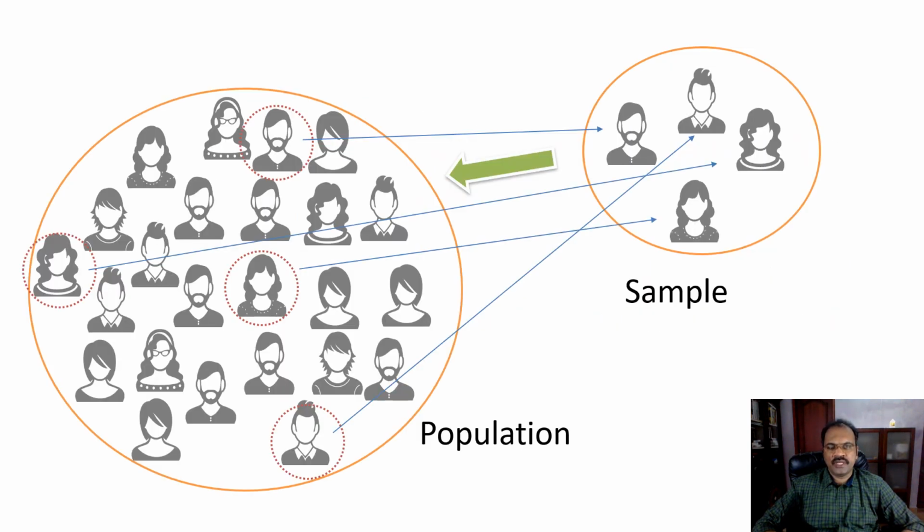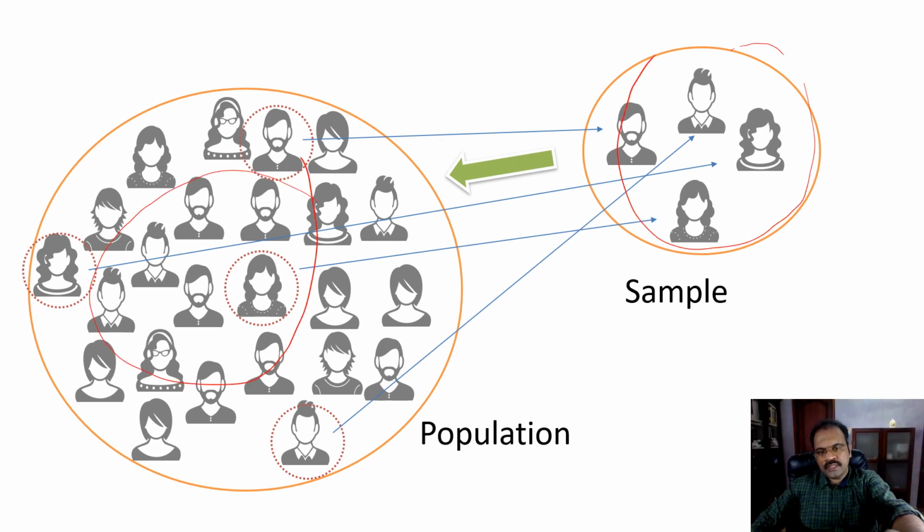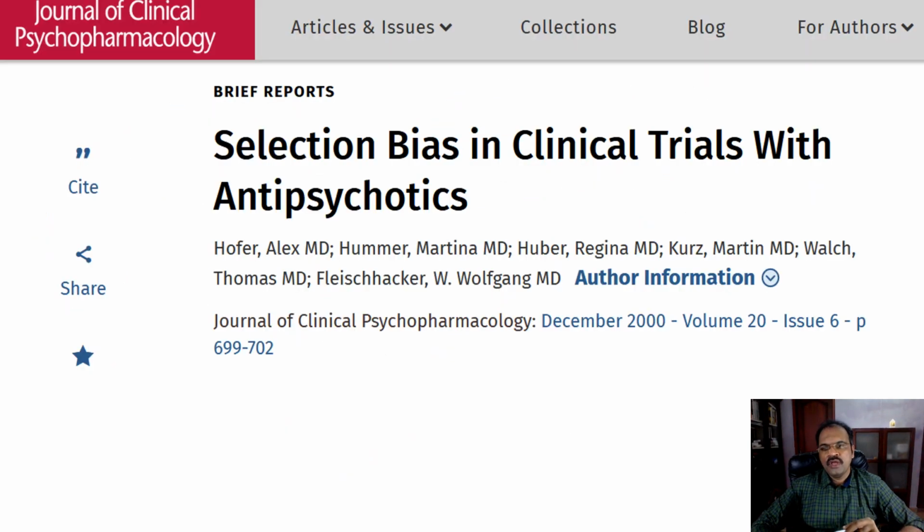You may remember this diagram: only if the sample is representative of the population can you generalize your findings back to the entire population. So these authors wanted to know whether the findings that the RCTs in their center generate, based on the kind of sample they select, can be generalized to all their schizophrenia patients. For that, the patients selected for randomized controlled trials have to be representative of all the schizophrenia patients that they get.